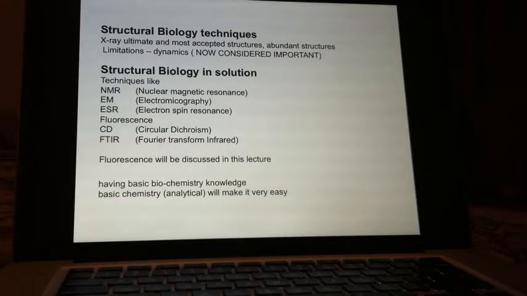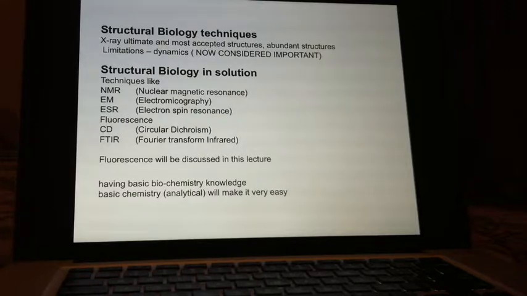So what are the techniques by which we gain information about the structure of the molecule? X-ray is one of the most trusted, ultimate techniques that gives us information about the three-dimensional orientation, or three-dimensional structure, of the molecule. Now, the limitation of X-ray is that it gives us static information. It does not give us dynamic information of the molecule.